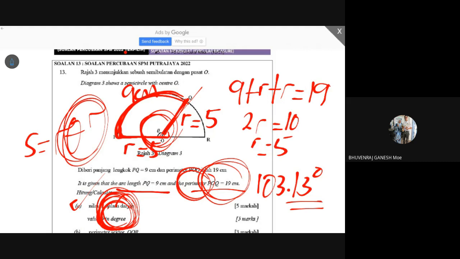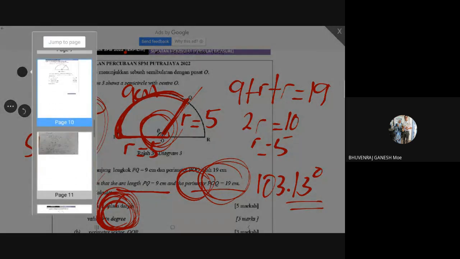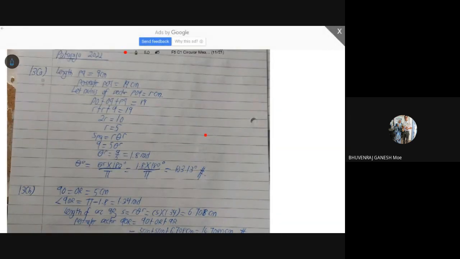Okay, so question A, the working is like this. You see how I do over here. You can assume, kamu boleh katakan kat sini, let the radius of sector POQ equal R. Kamu kena tulis yang ni, sebab tiba-tiba muncul R, maybe the examiner will be confused. So you just make an assumption on top of your paper that R represents the radius of your sector. Okay? So you can find your final answer, 103.13. Okay? So this is for A.